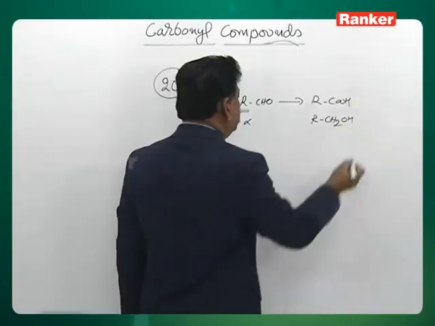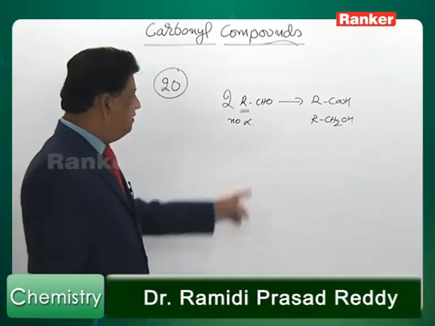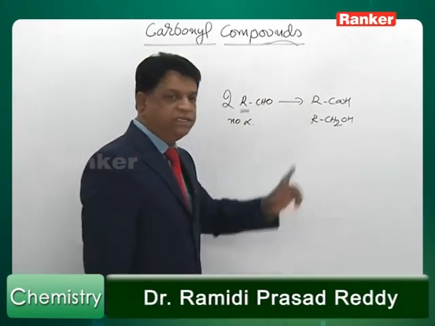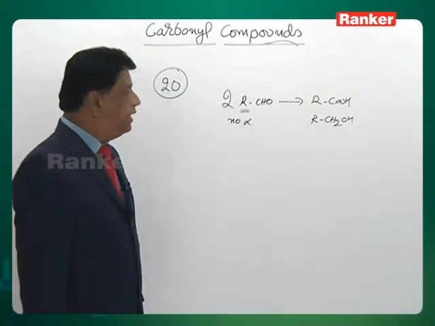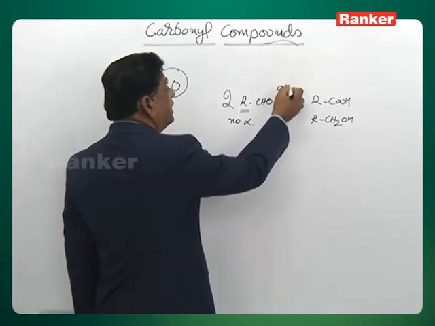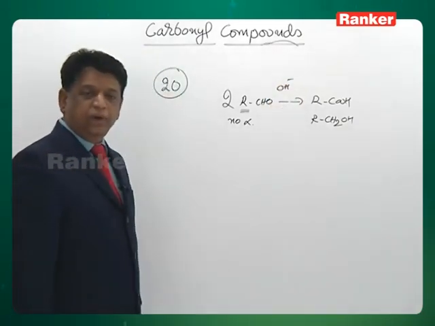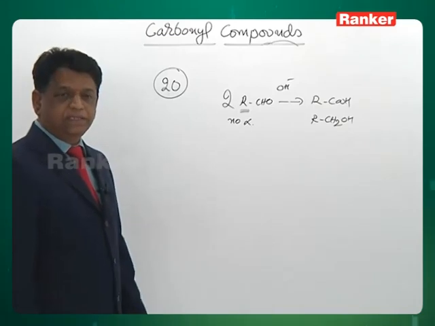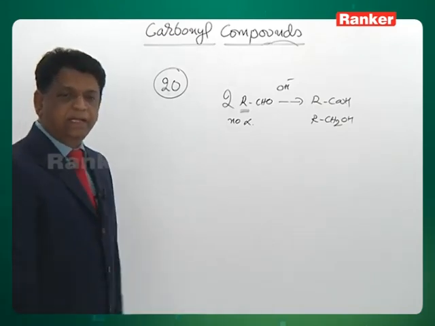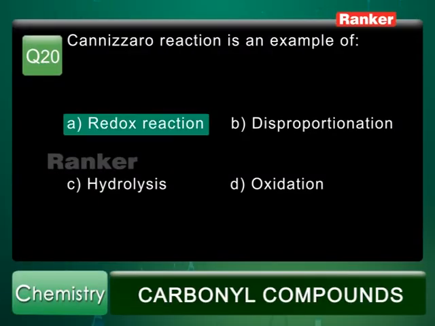So what is this reaction? It is a redox reaction. One undergoes oxidation, one undergoes reduction simultaneously. So with the help of the base, this is called what? A Cannizzaro reaction. So this Cannizzaro reaction, redox, that is reduction and oxidation simultaneously taking place. So the answer A is the right answer.